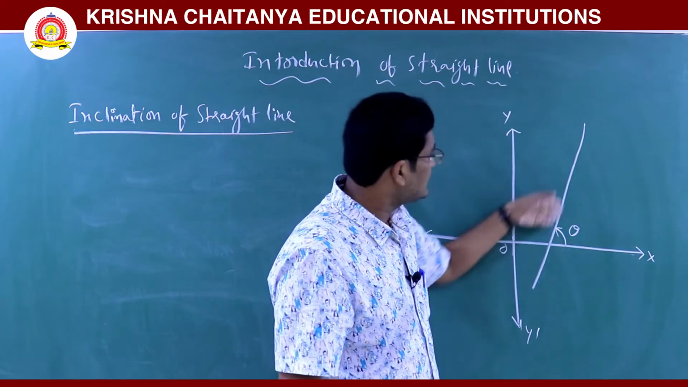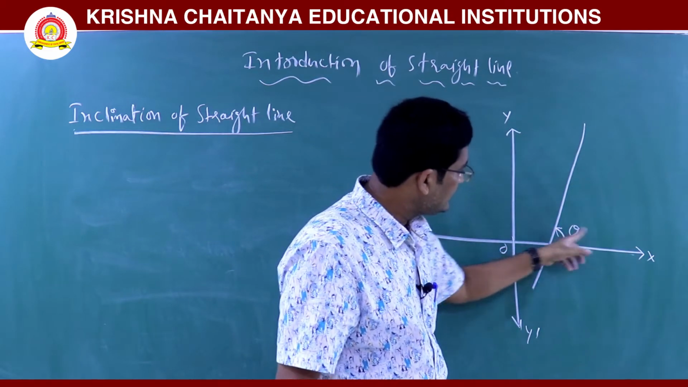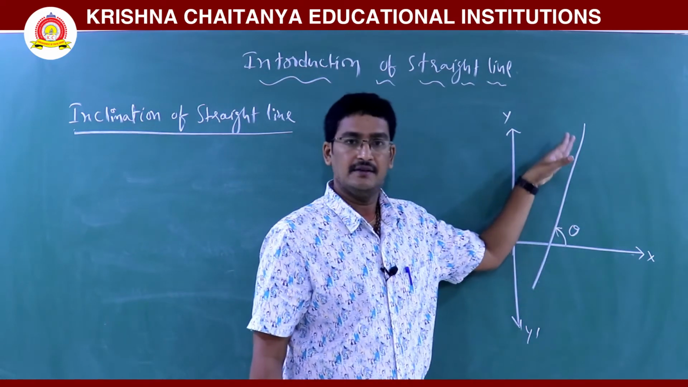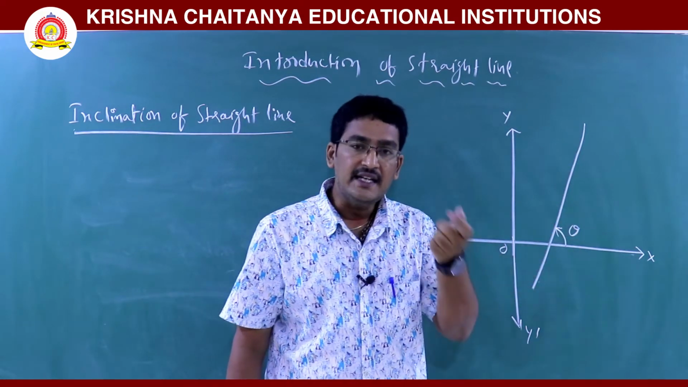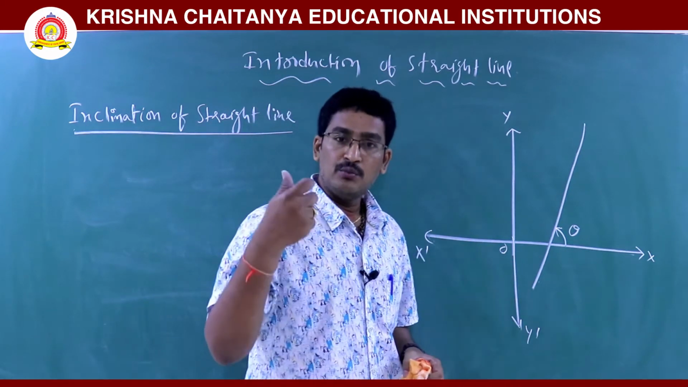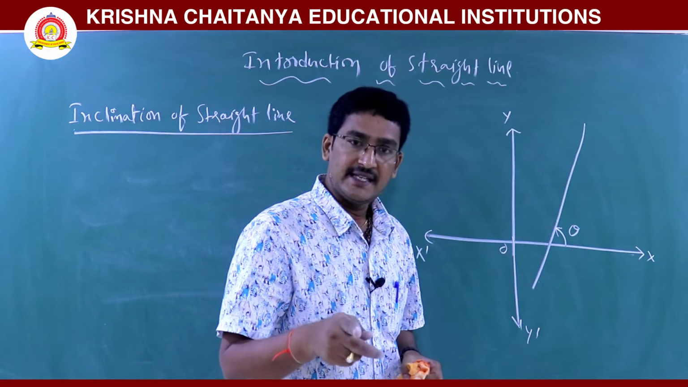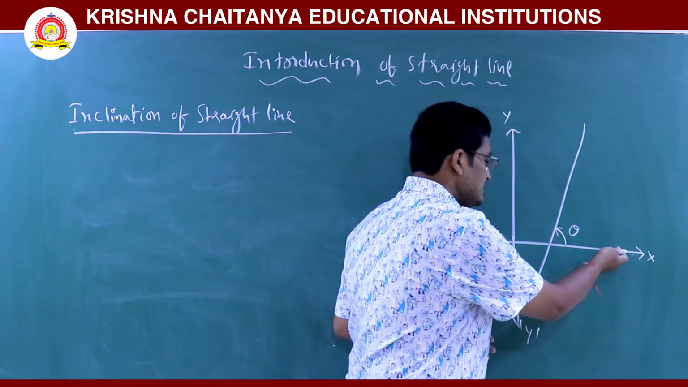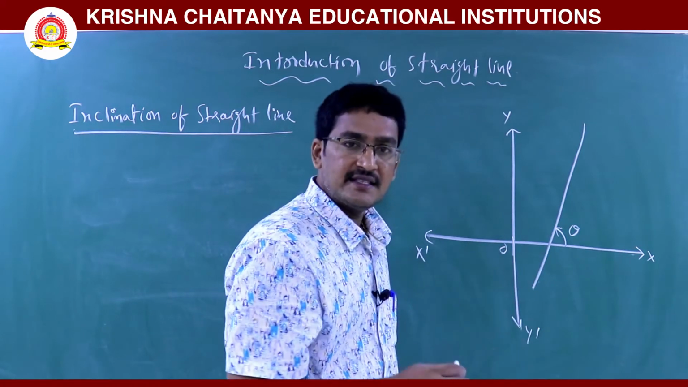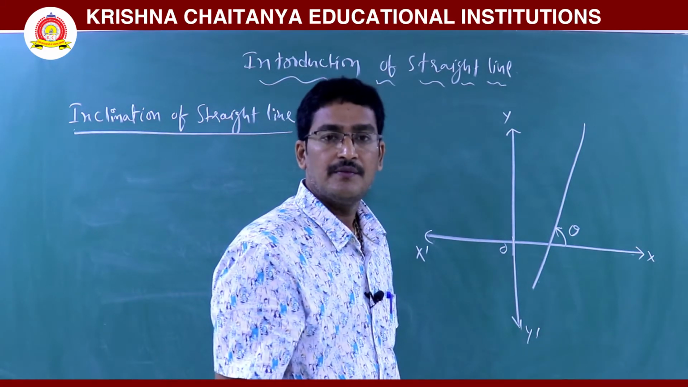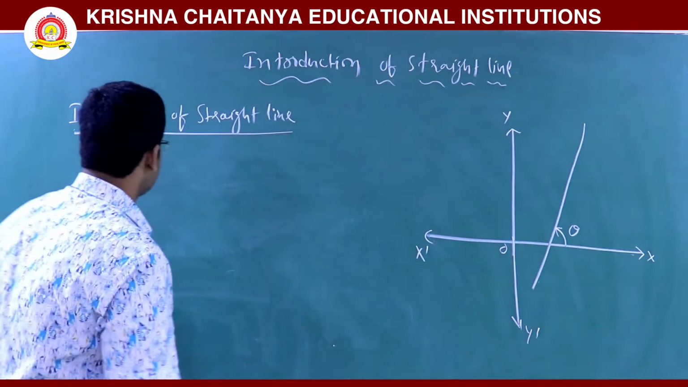What is the inclination of this line? If this line makes an angle theta with positive direction of x-axis, then this theta is inclination of this line. Now the question is, what is the inclination of x-axis? To get it, we have to measure the angle made by the x-axis with the x-axis. That angle is 0. So the inclination of x-axis is 0.